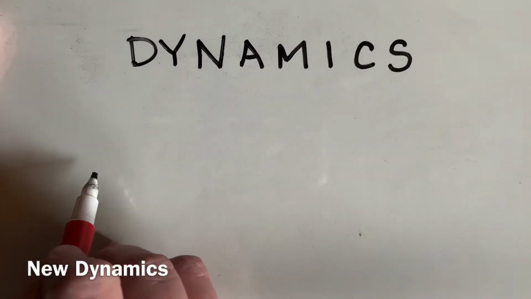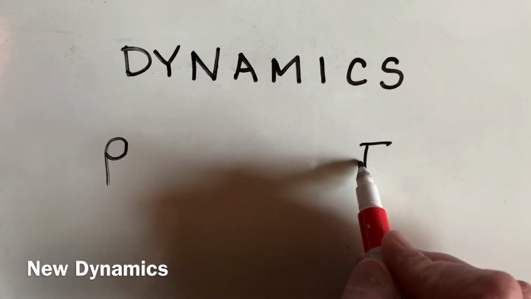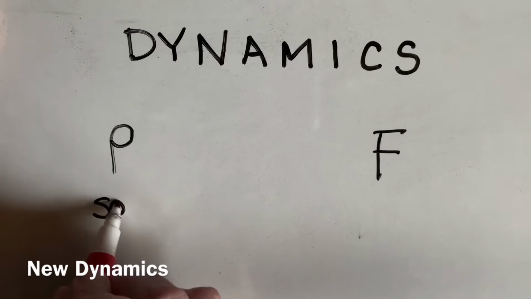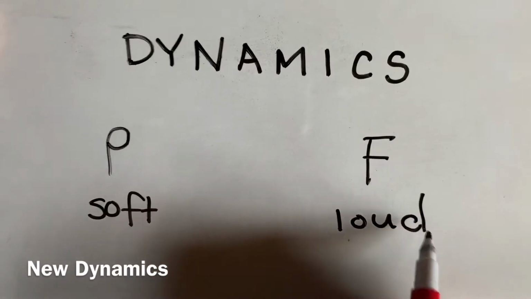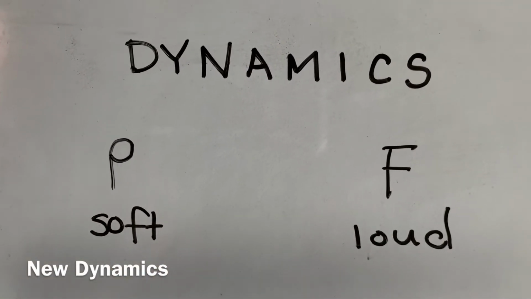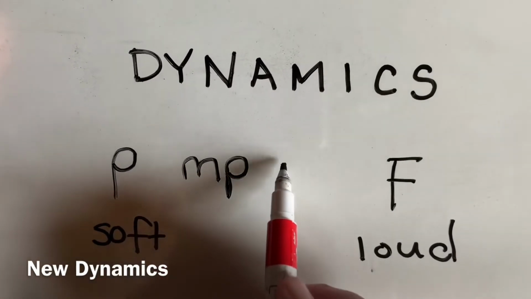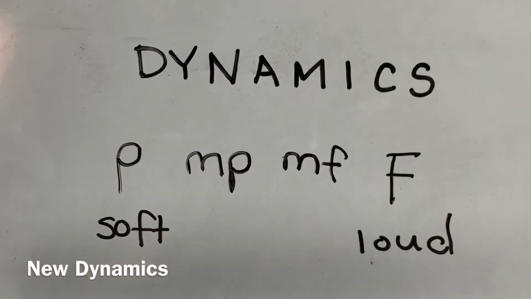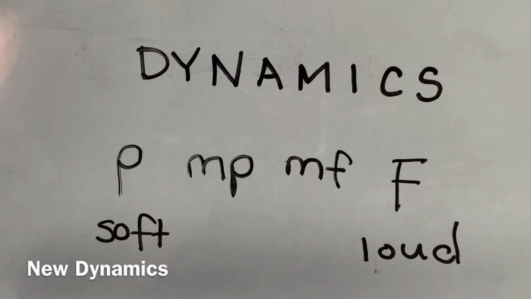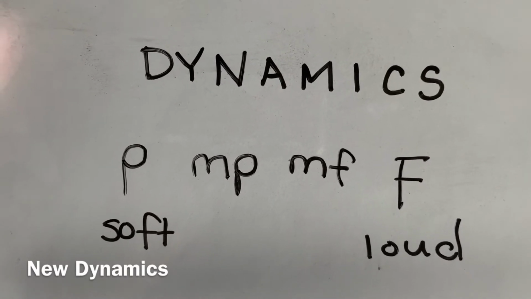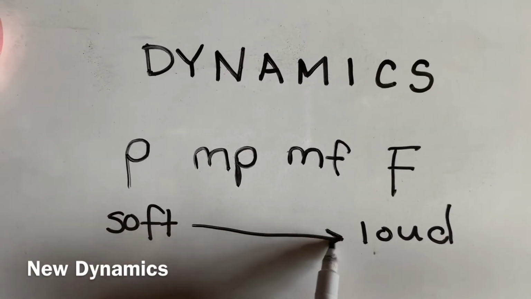The first basic dynamics that we learned were piano and forte. Piano means soft, and forte means loud. As we kept studying the piano, we learned two new terms: mezzo piano and mezzo forte. Mezzo piano is a little bit louder than piano, and mezzo forte is a little bit quieter than forte. So if we're putting them in order from softest to loudest, this is the direction that they flow.